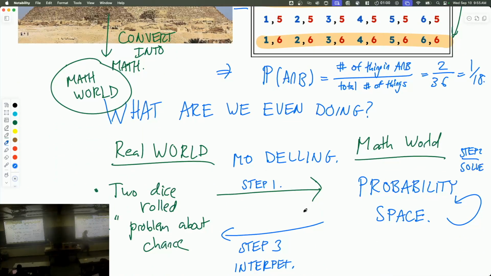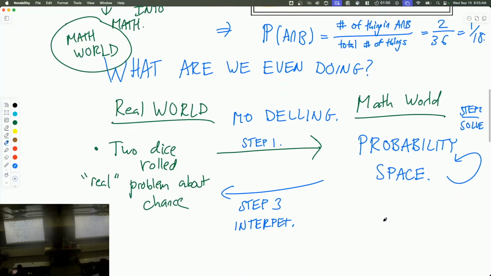A lot of the class and a lot of your math classes, you spend all your time in step two, even though step one and step three are also important. But that really is because this step is somehow the most technical, and you need the most specialized skills to do this step. But that is the sort of big picture. I'll tell you in a second what is a probability space and a little bit more about this conversion process. But any questions or comments so far?